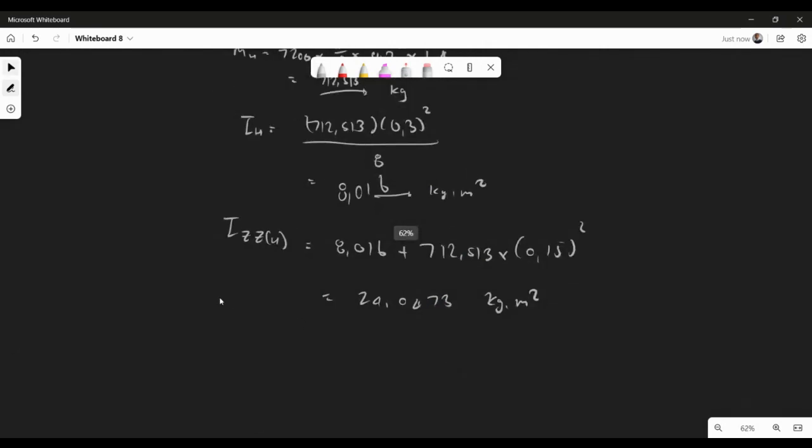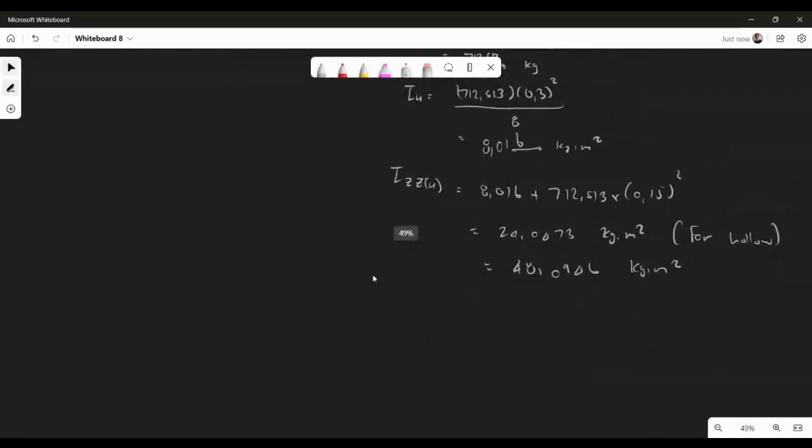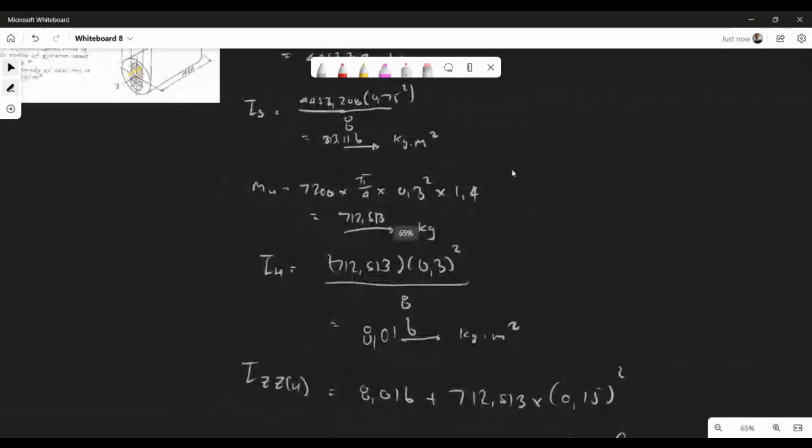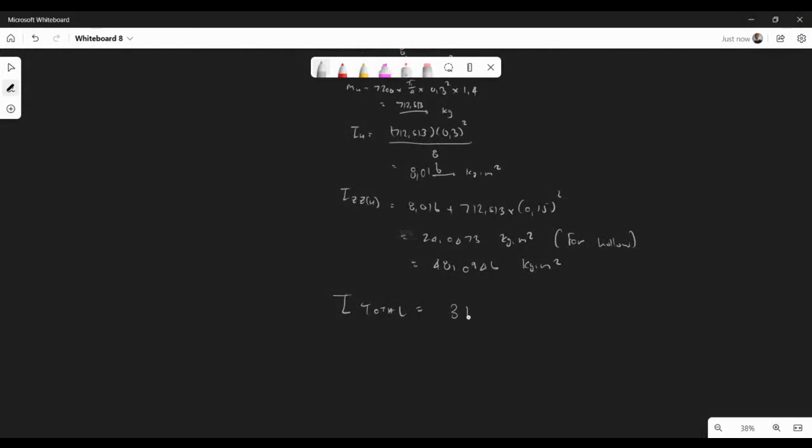So obviously over here, this is for one hollow, and then we have to times it by 2, and obviously we'll get an answer of 48.0946 kilogram meter squared. All right. So then to find the total for this cast iron roller, it's going to be 313.116 minus the 48.0946.